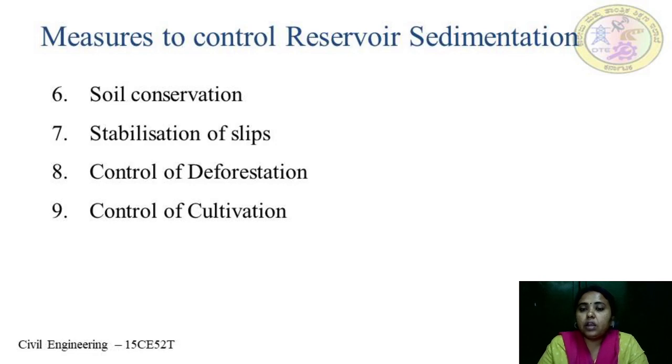And next is control of deforestation. That is to prevent the cutting of trees in such areas by imposing restrictions by the government. And next is control of cultivation. Intense cultivation in the catchment areas makes the soil loose, which may get washed away by rain. So cultivation should be done in a planned manner in such areas.